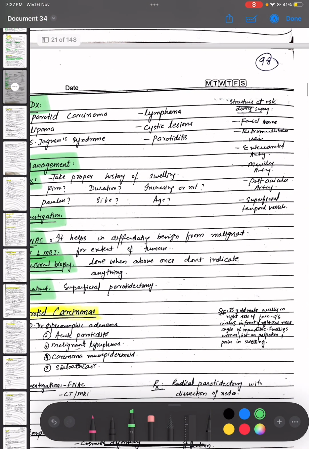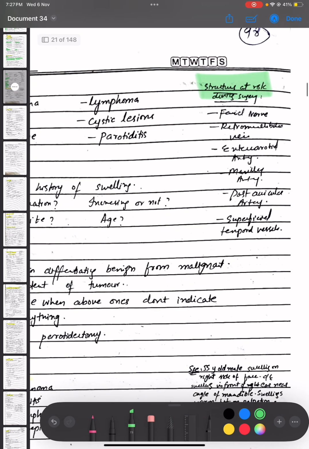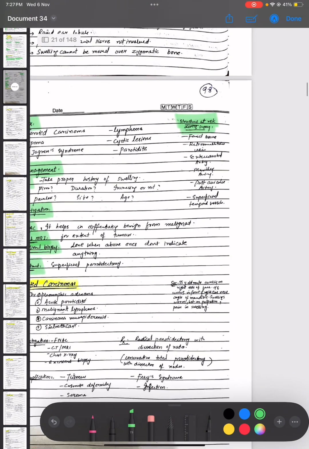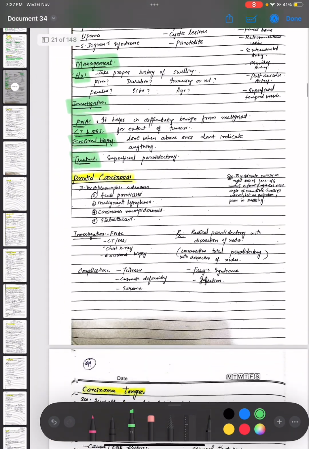Okay. What are the structures that are at risk during the surgery? These are the facial nerve, retromandibular vein, external carotid artery, maxillary artery, posterior auricular artery, and superficial temporal vessels. These are the structures that are at risk during the surgery.